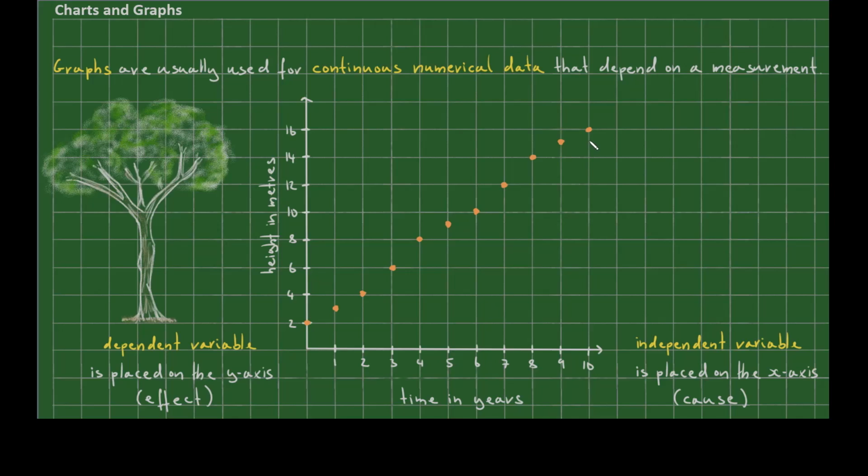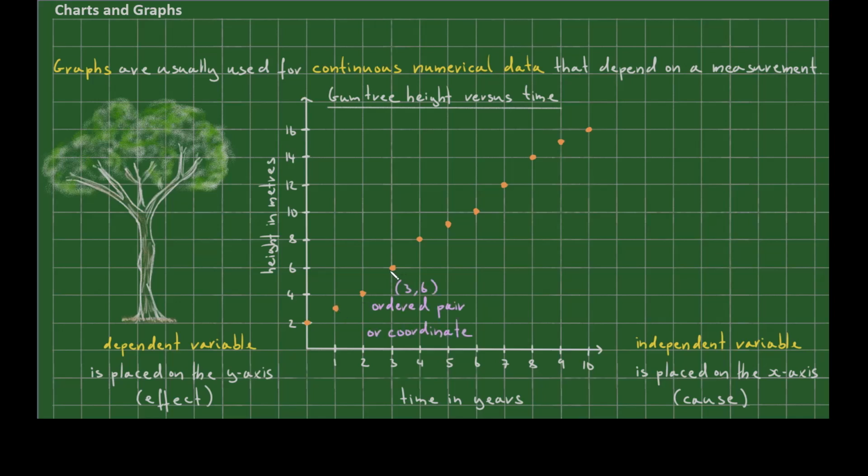As was the case with charts, it is considered good practice to give a title to your graph. It does not have to be anything fancy. In this case, it is simply gum tree height versus time. Each of these points that we have collected represents a measurement that we have made. And each point comes with its own coordinate or ordered pair.